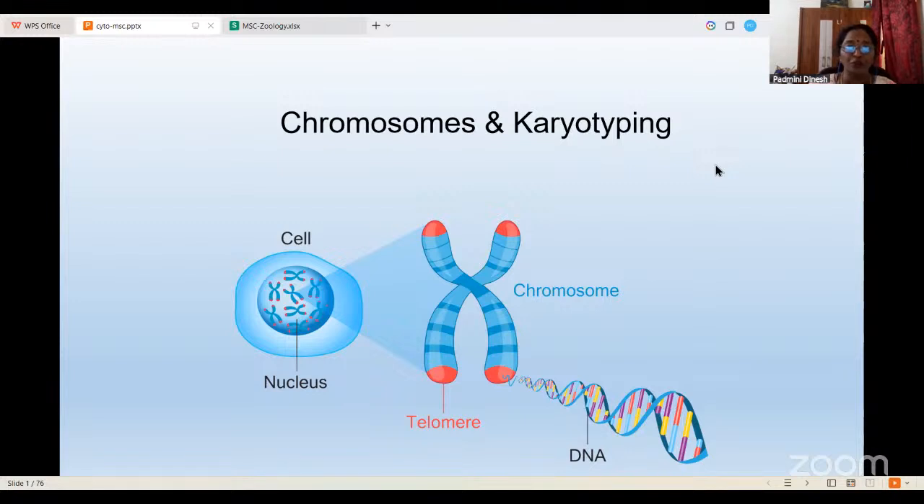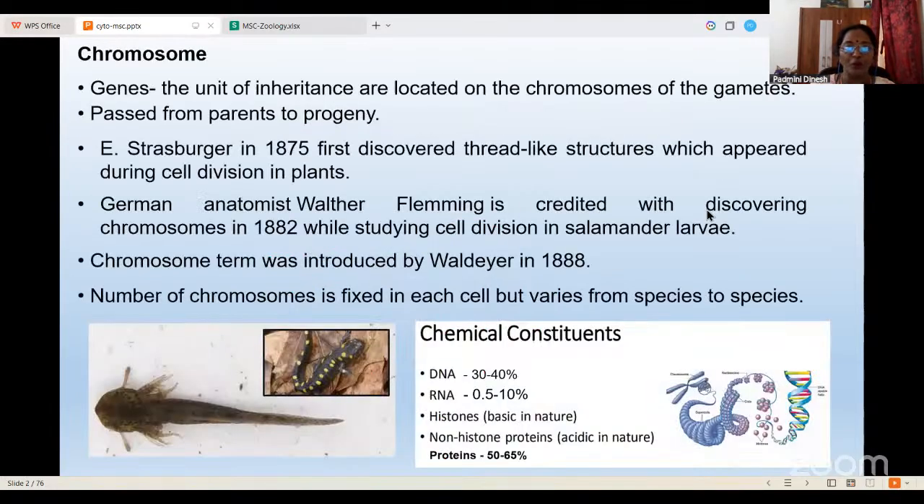So coming to chromosomes and karyotyping, what exactly are chromosomes and what do you mean by karyotyping is what we're going to talk about. What exactly is a chromosome? A chromosome is a unit of inheritance: the genes are located on the chromosomes of the gametes and passed on from one generation to the other, that is from parent to progeny.